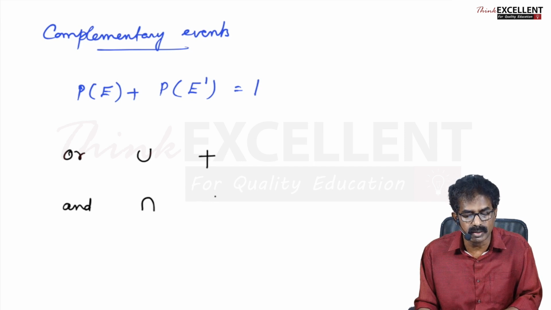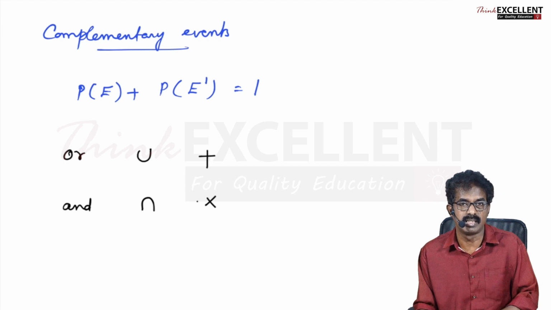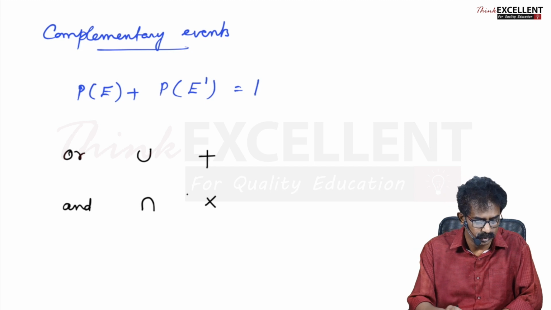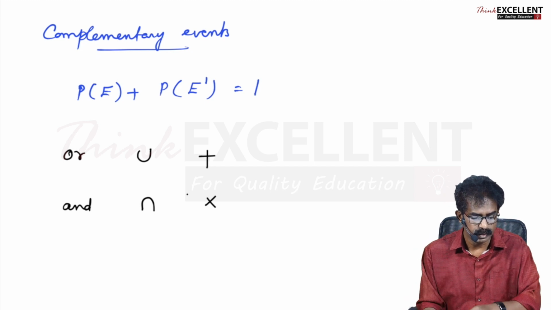In case of numbers, you have to use multiplication. Okay, some hints for you. For OR, use union. For AND, it is what? Intersection. Okay, so that also you have to remember.